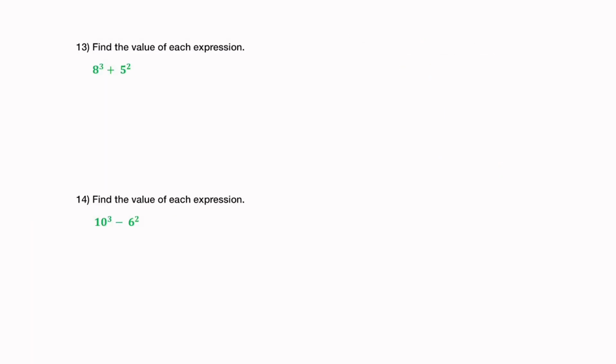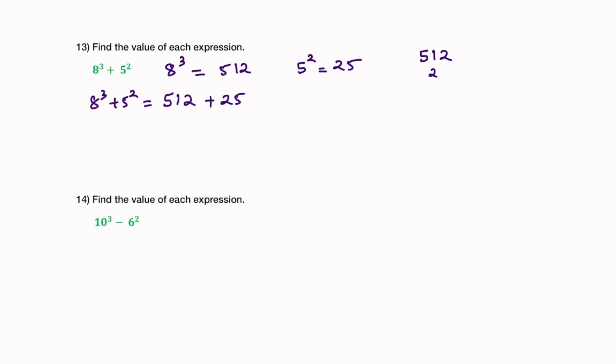So that's it. So 8 cube is 512. 5 square is 25. So 8 cube plus 5 square is 512 plus 25. So 512 plus 25 is, that's 7, that's 3 and 5. So the final answer is 537. And it's done because I knew my squares and cubes. Learn squares and cubes. Make flashcards, okay?